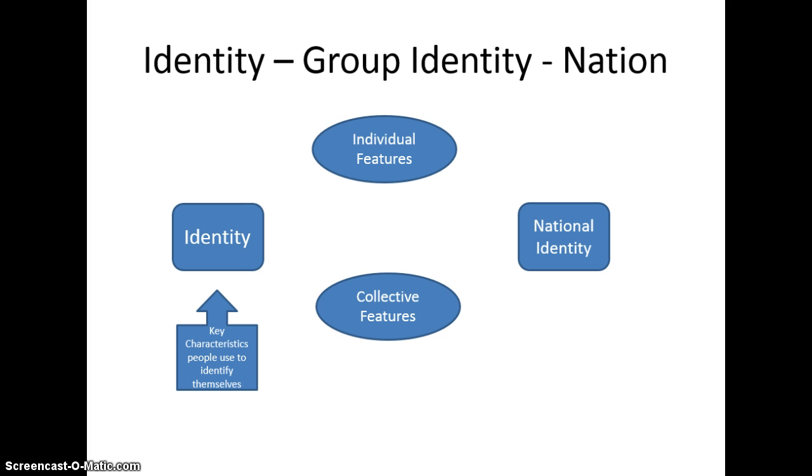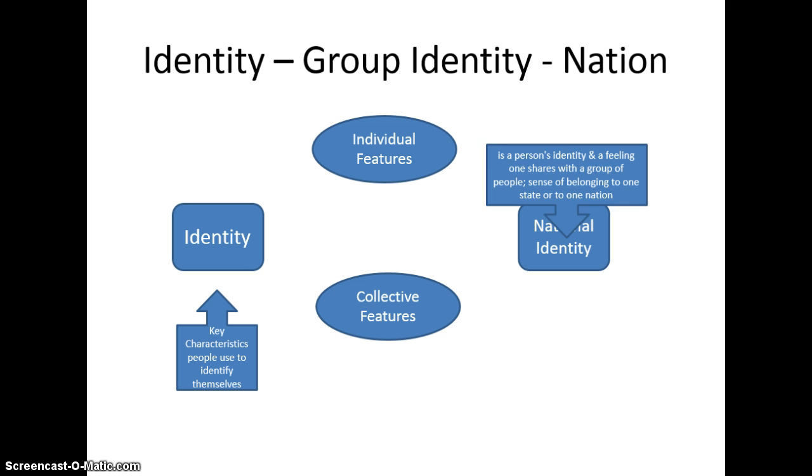Well, national identity is another concept that's important to the course, and it's important that we understand it. It's also a concept or a feature that really is group in nature. It's an important element, feature, characteristic of identity. It's an important element that people use to identify themselves, but it is a collective feature. So what is it exactly?